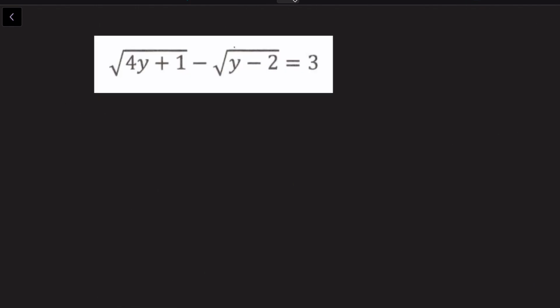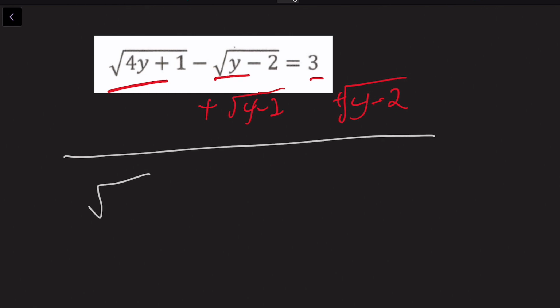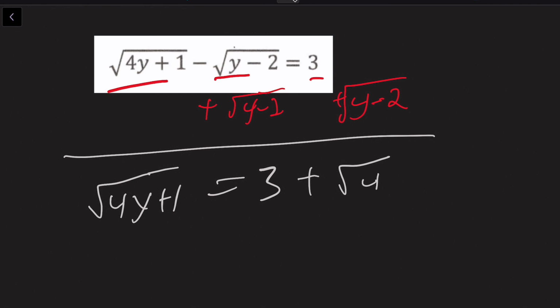That's our final answer. This next problem is a little more difficult because we have two radicals and we have a whole number. So I still want to isolate one of these two radicals, and I'm going to isolate the square root of 4y plus 1 just because this is a negative, so I can add it to the other side and keep everything positive. So I'm going to add square root of y minus 2 to both sides. So this is going to give us the square root of 4y plus 1 on the left is equal to 3 plus the square root of y minus 2.